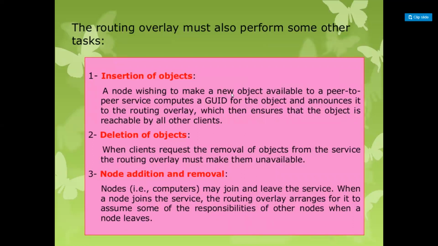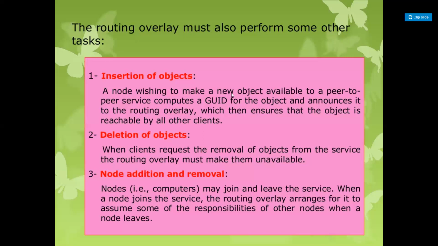Here, coming to the routing overlay, it also performs the following tasks. Those are insertion of objects. A node wishing to make a new object available to a peer-to-peer service computes the GUID for the object and announces it to the routing overlay, which then ensures that the object is reachable by all other clients. That is insertion of objects. Whenever a new object is available to a peer-to-peer service, first it needs to compute a GUID for the object and announce it to the routing overlay.